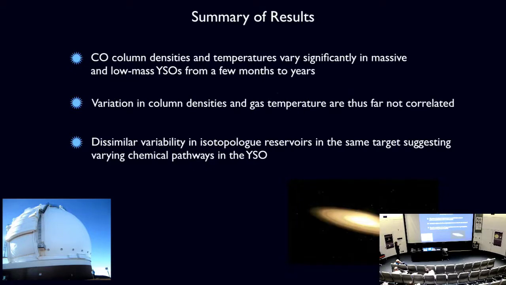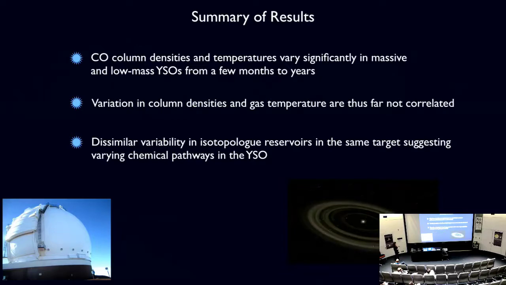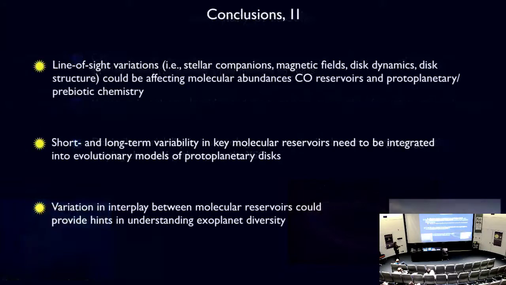And dissimilarity in the isotopologue reservoirs, meaning the isotopologue ratios are changing over time as well. This suggests that there are varying chemical pathways in the YSO. This shouldn't be surprising because 13C16O and 12C18O have different effects in self-shielding, for example. They have different abundances, and so this shouldn't be that surprising, but it is a signature that could be happening.